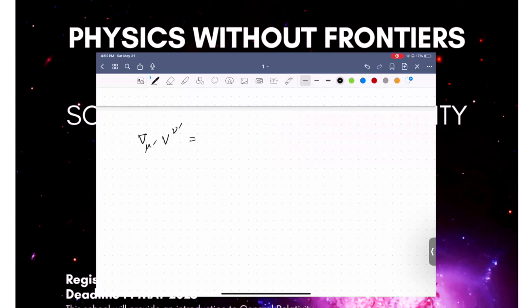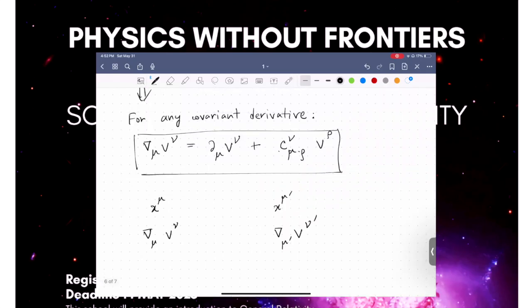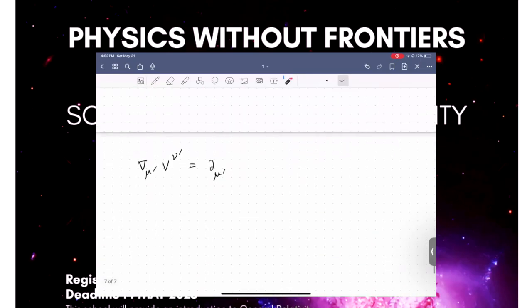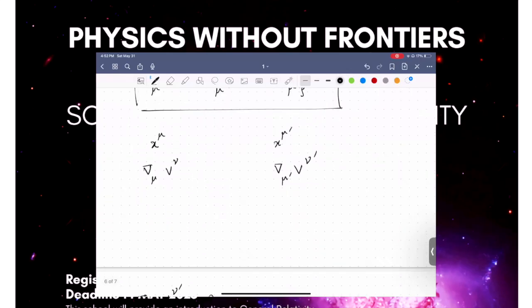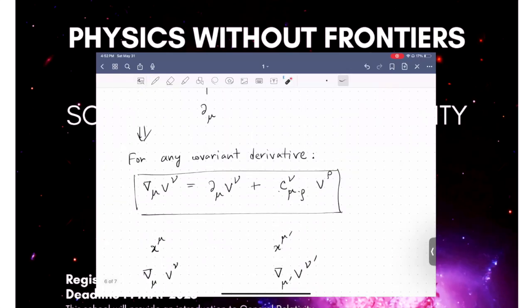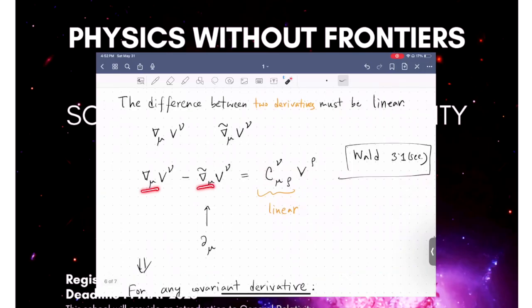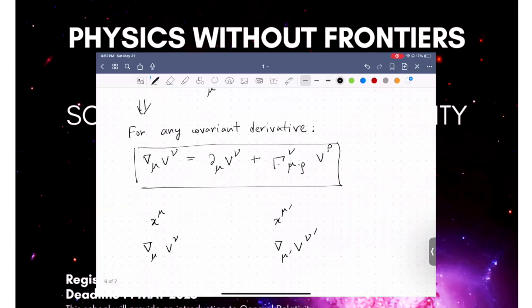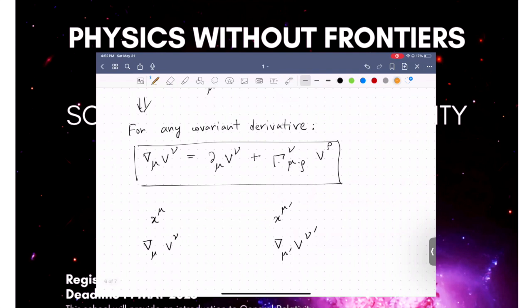Again, let's use our chain rule and so on. So we have already said that we can write this derivative as partial derivative plus something. Actually, I was using this symbol C to refer to the difference between any two derivatives, but when one of these derivatives is the partial derivative, this symbol is usually written with gamma. And in that case, this is also referred to as a Christoffel symbol.